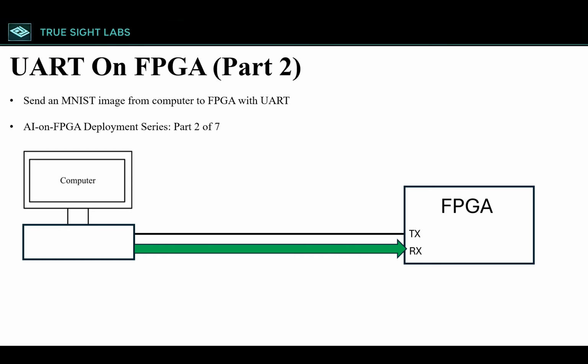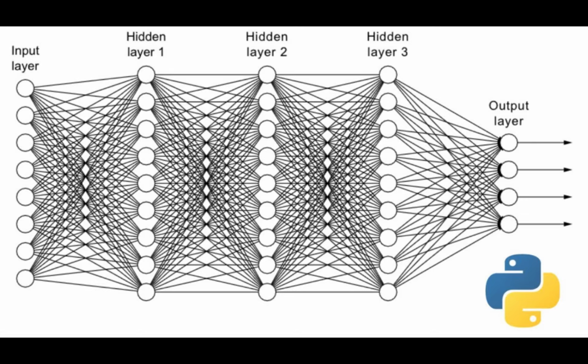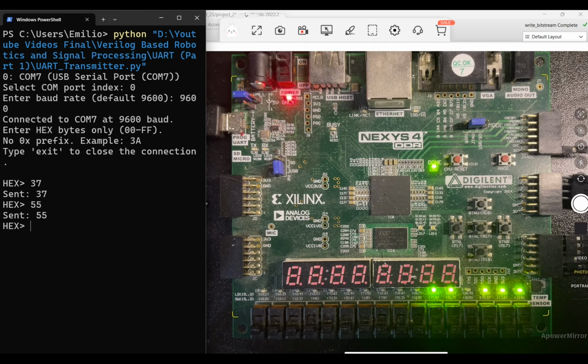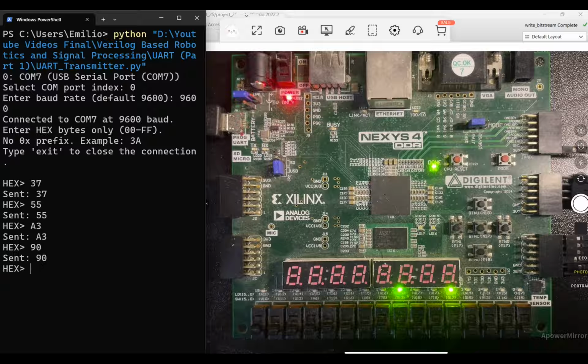Hello everyone. In this video, we'll build a UART controller in Verilog that lets us send MNIST images from a computer to an FPGA. We're doing this because later in this series, we'll run a neural network on the FPGA to classify those images in real time. But before we can run the network, we first need a reliable way to transfer the images to the FPGA. By the end of this video, you'll have everything you need to send MNIST image data over UART.